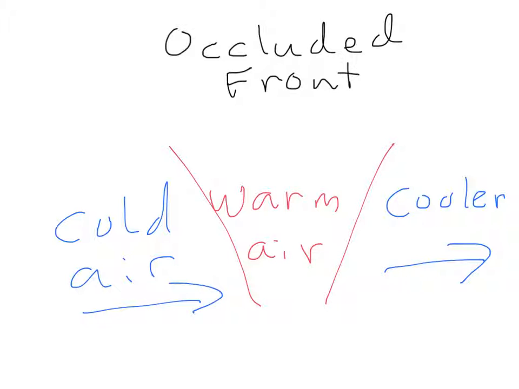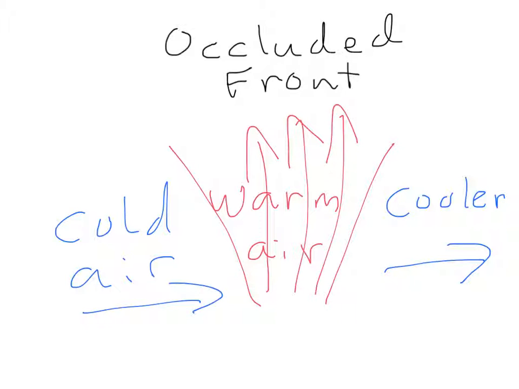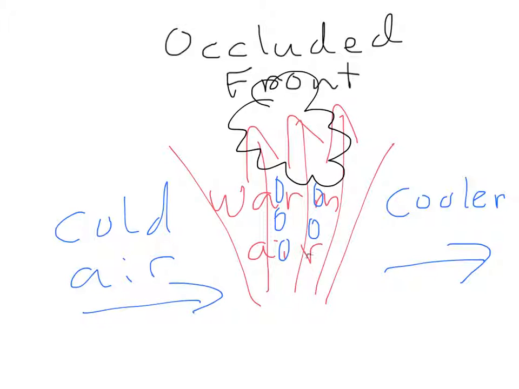And again, when this happens, just like every other type of front, the warm air gets lifted or pushed up, and you get cloud formation again if it's humid enough air, and you can get rain or snow depending on the time of year and the temperature.